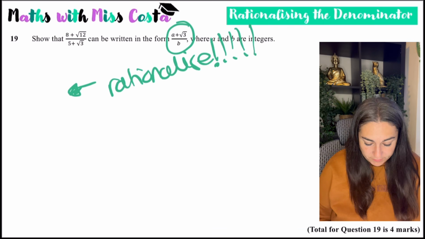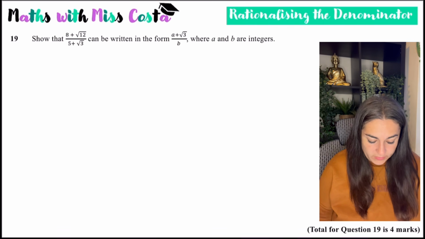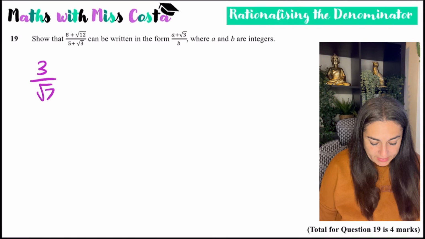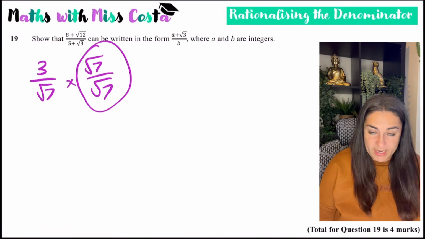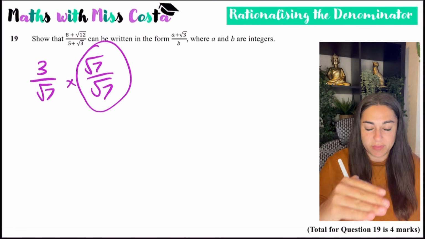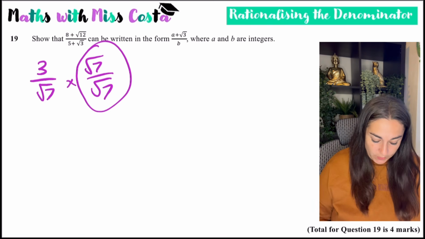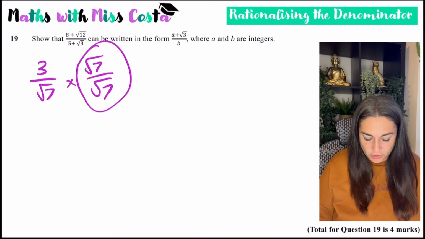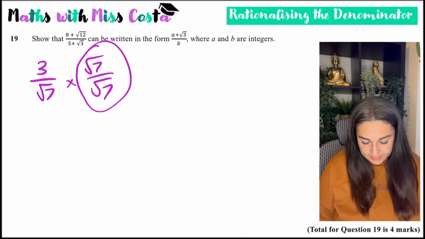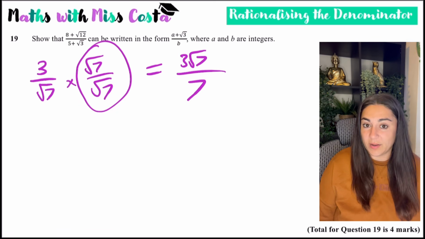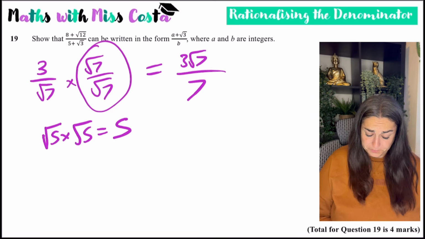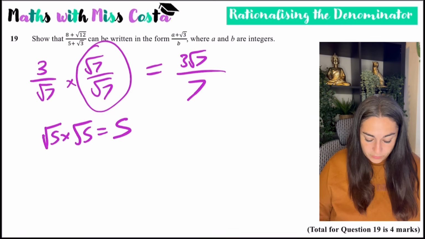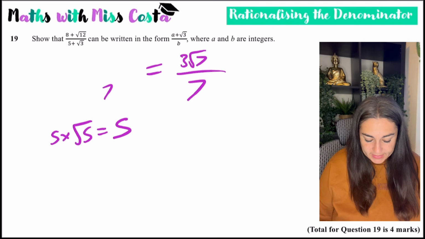So a very, very quick recap of what we do. If we had something like 3 over root 7, we would multiply by root 7 over root 7. The reason we do the same is because we want to keep the fraction proportional. So whatever we multiply the numerator by, we multiply the denominator by. The reason we do this is because root 7 times root 7 would become 7. So a surd times itself becomes its unsurd self. And that is how we do the simple surds rationalizing.